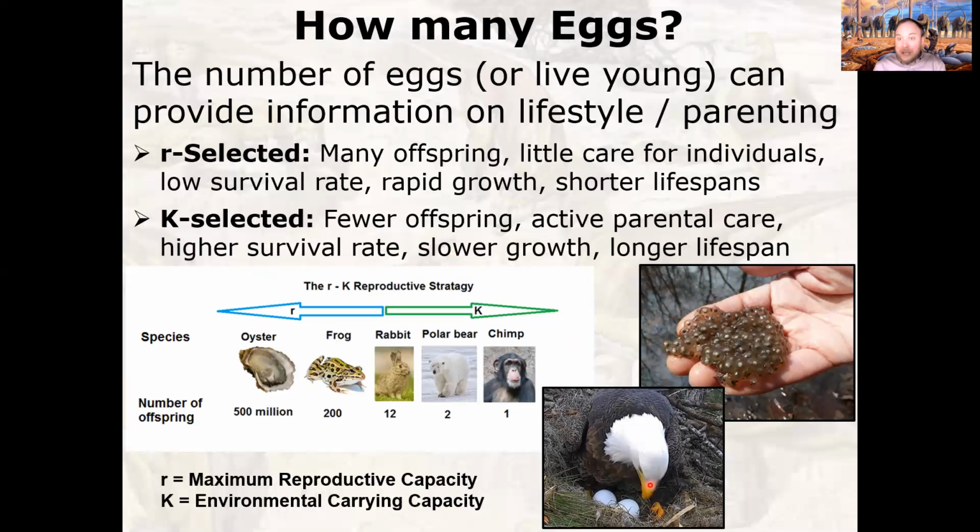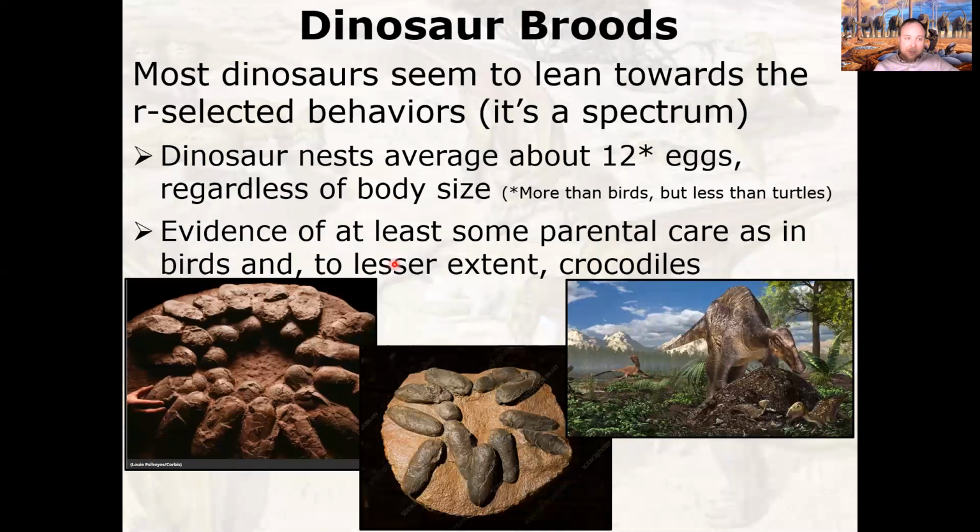Again, same thing with a lot of mammals. Mammals kind of look after their young in general, much higher survival rate, slower growth rate, and that's why. So where do dinosaurs fall within this spectrum? So most dinosaurs are kind of a little bit more towards the R side of the spectrum.